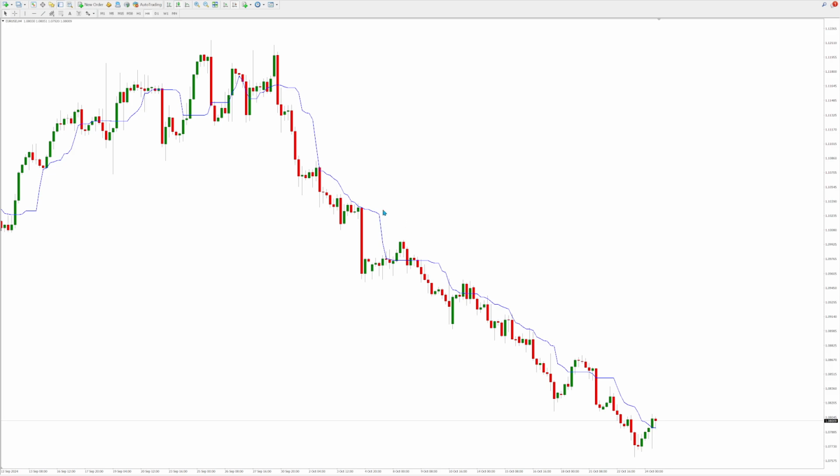Okay, so the median price indicator you can see is attached to my chart here. Basically what it does is exactly what it says in the name. It shows you the median or middle price, if you like, over a certain time period. I'm using the default settings here. This is a Euro dollar 4-hour chart on the MT4 trading platform.